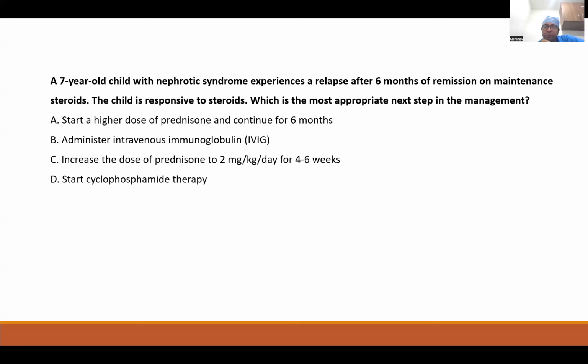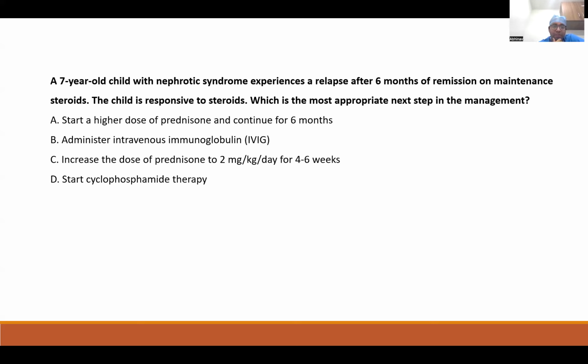So please go through this question. You have a 7-year-old child with nephrotic syndrome. Till the last slide, we saw steroid sensitive nephrotic syndrome and its treatment. Now we'll see how you manage a child with steroid dependent or frequently relapsing nephrotic syndrome and steroid resistant nephrotic syndrome. This is a 7-year-old child who experiences relapse after 6 months of remission. The child is responsive to steroids. Which of the following is the most appropriate next step in the management?